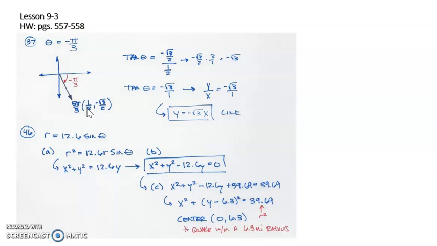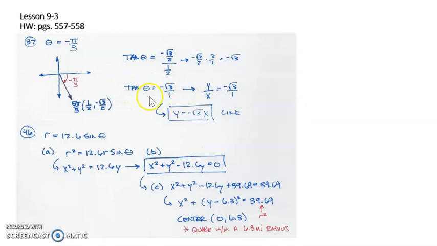So I want to find, let's use the tangent. All right, the tangent theta is going to be opposite over adjacent. So here's negative root 3 over 2 over 1/2. And I can simplify that down to negative root 3. Well, let's come back to our equation. Tangent of theta is equal to negative root 3 over 1.